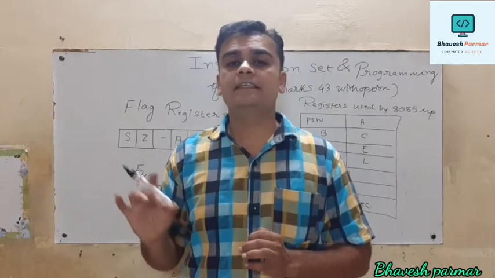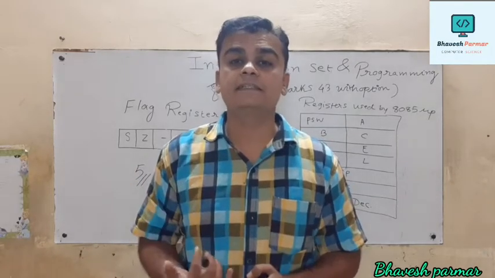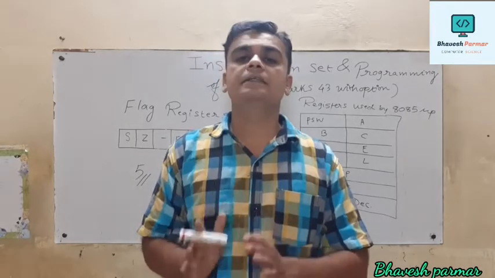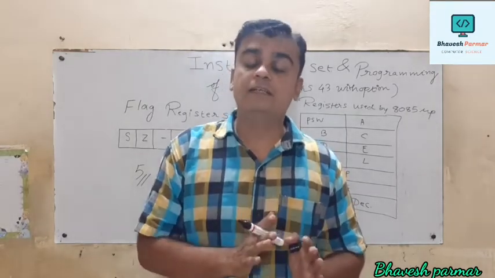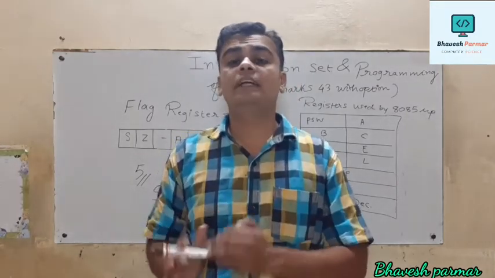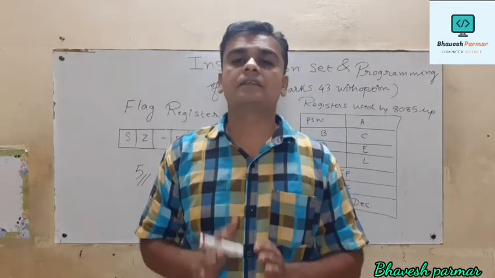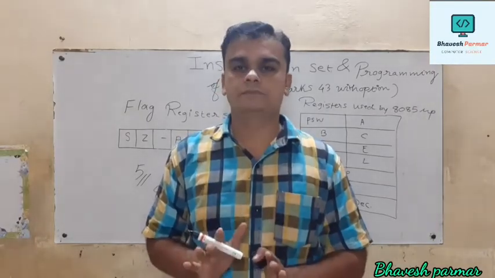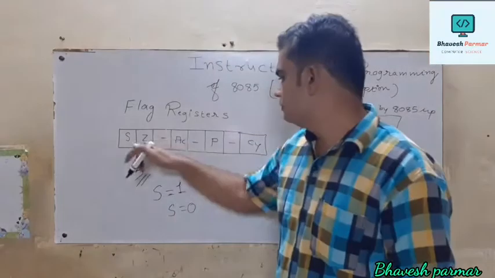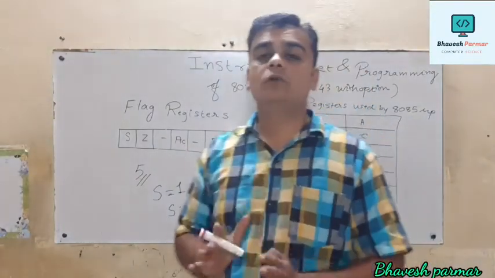But suppose your answer is non-zero, in that case your Z flag is equal to 0. So when Z flag is equal to 0, what does it represent? Means your answer is non-zero. And when Z flag is equal to 1, what does it indicate? Your answer consists of all zeros. Got it? Now guys, we switch on to our next flag, and what is the name of that flag?